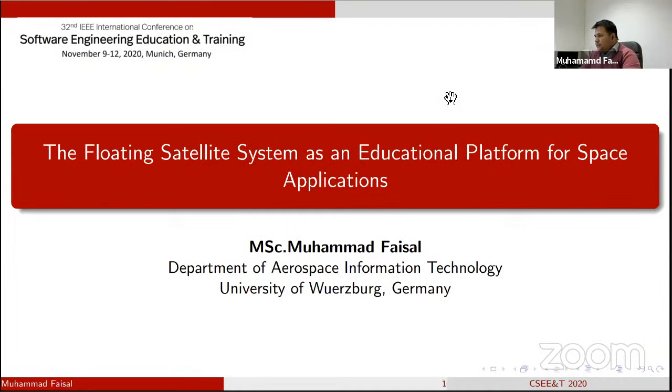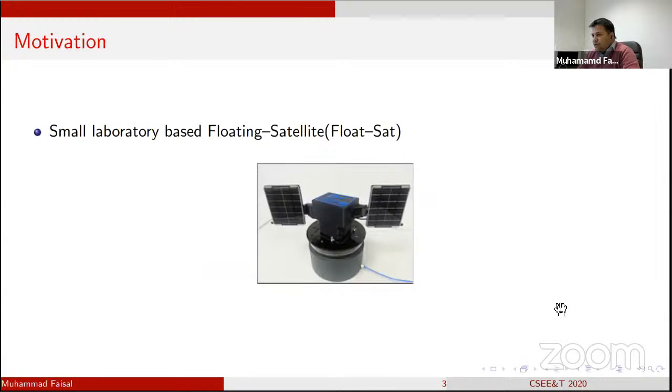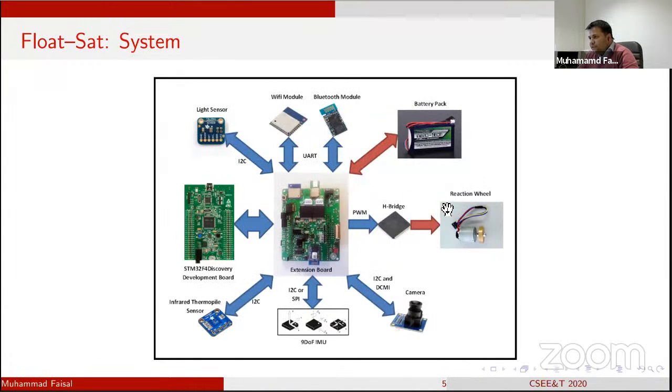My name is Muhammad Faisal, and I belong to the University of Würzburg, Germany. In this project, we have developed a small laboratory-based floating satellite for our bachelor and master students to perform space-based education. This floating satellite mainly consists of a mechanical structure that is a hemisphere, where we have a reaction wheel at the bottom and all the satellite systems on the upper part. That whole system is floating on a platform, which is an air-bearing unit. This air-bearing unit has compressed air as an input, and with that compressed air, the satellite is floating.